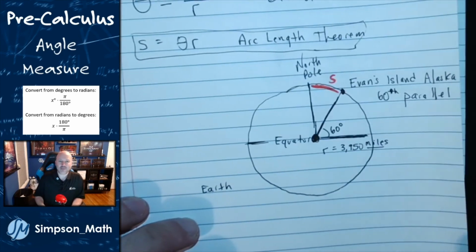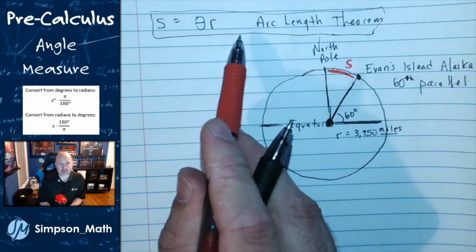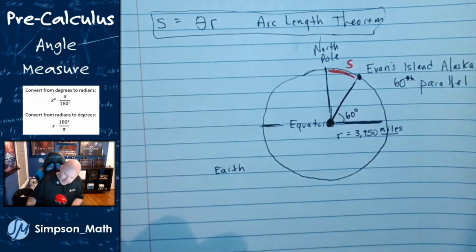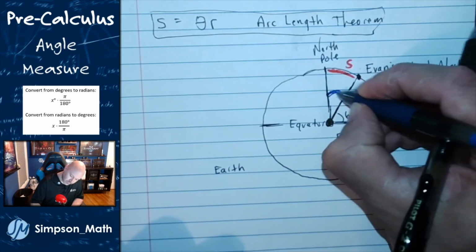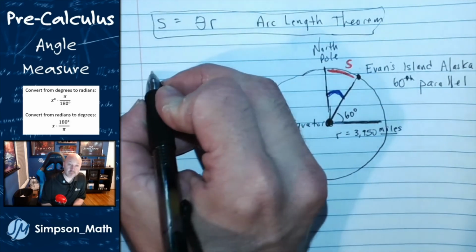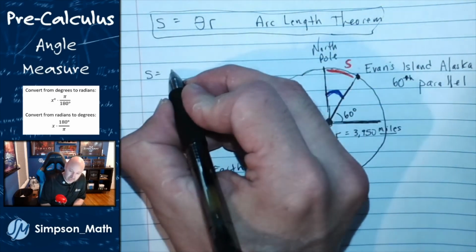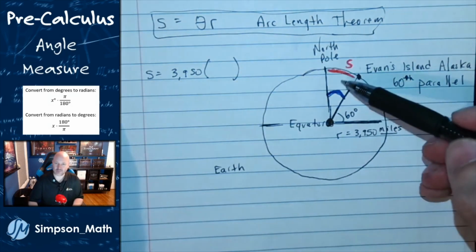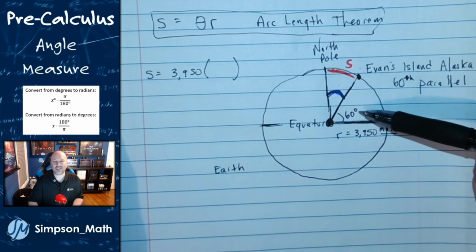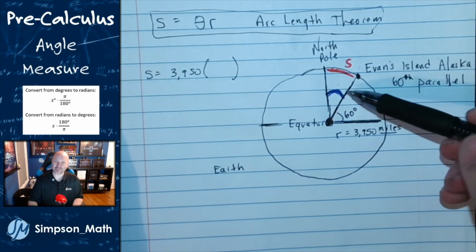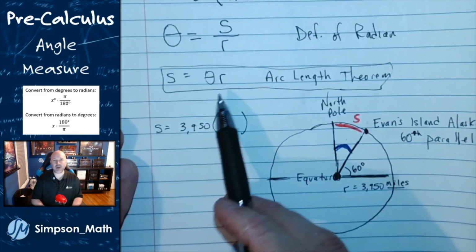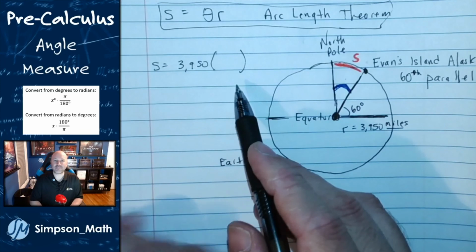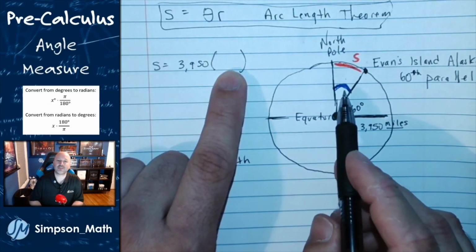Okay, so if I want to find S, I need to take the radius and multiply it by that theta. Well, that theta is the angle between Evans Island and the North Pole. Okay, I think I can do this. S would be equal to 3,950-ish miles times that angle in there. Well, what does that angle measure? If you said 30 degrees, you're only half right. Remember that theta came from the radian definition. So we're not talking about degrees here, we're talking about radians. So I'm going to have to first convert 30 degrees to radians.